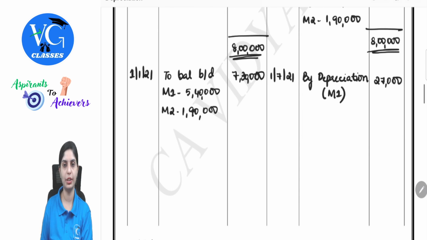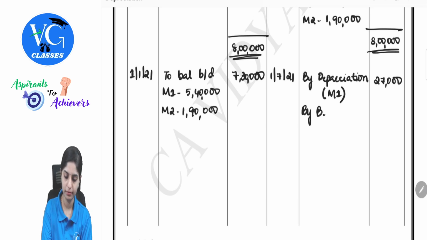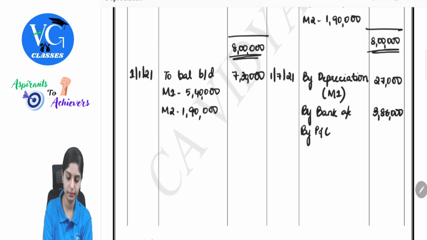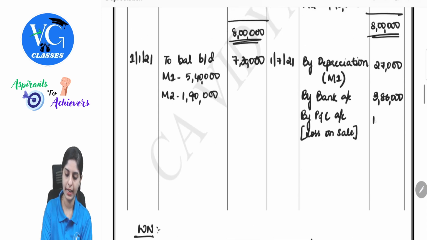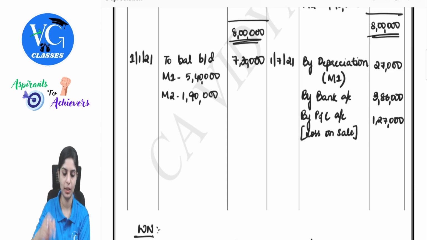Then when the asset is sold, by bank account is what we receive for the sale value. By bank, 3,86,000, and then there is a loss. So that will be transferred to P&L account. Loss on sale, 1,27,000. So this completes the recording of all connected transactions with respect to machinery 1.